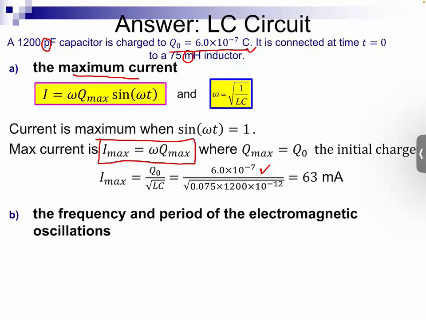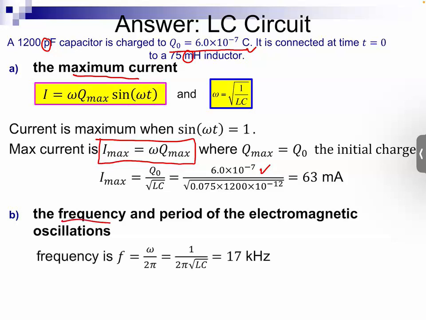Right, next, what's the frequency and period of the electromagnetic oscillations? Meaning, what's the frequency at which the energy is transferred from the capacitor to the inductor? When we say frequency, how many times in 1 second will the energy be in the capacitor, and in another second, the energy is in the inductor, right? That's essentially what this frequency of oscillations means.